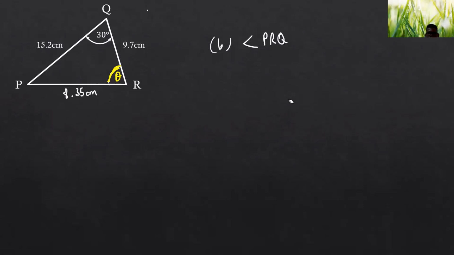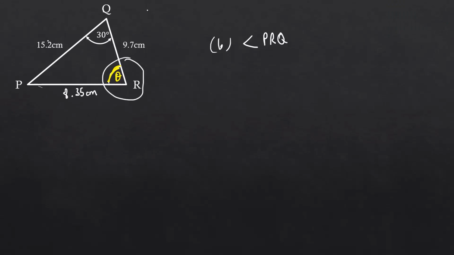Rihanna, what will you do to find this angle? Sir, I would use the cosine rule. You would use the cosine rule? All right, so you want to use the cosine rule, but if I told you that you can use the sine rule, you see how we would use it? Yes, you have 2 sides and an angle.